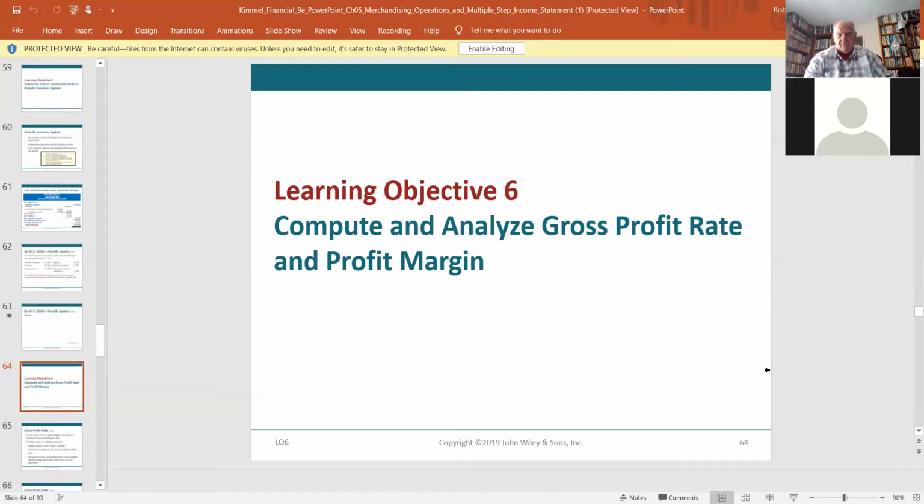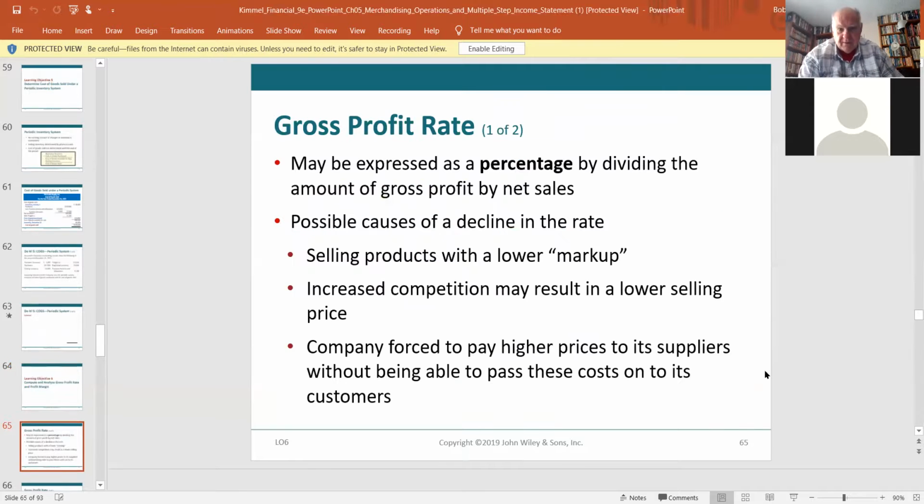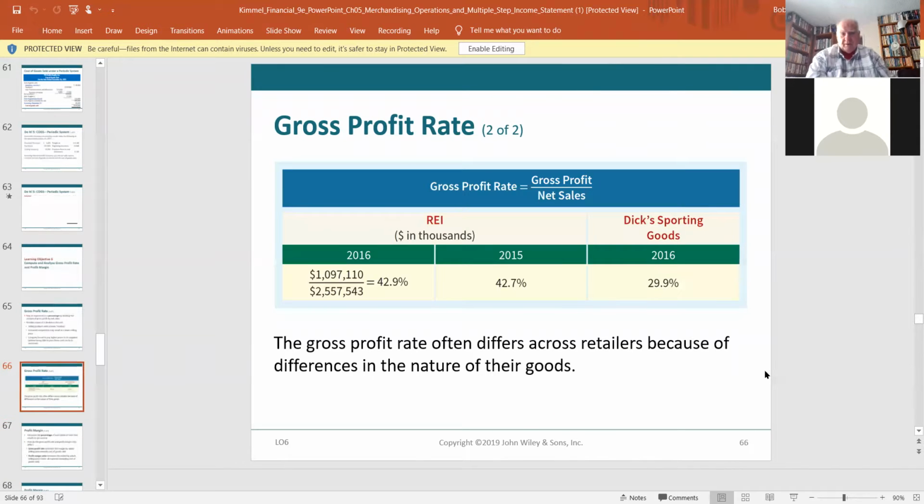Let's go over the gross profit rate and profit margin. These rates can all be expressed as a percentage. Possible causes of a decline in the rate: it could be we're selling products with the lower markup. We may have to raise our prices or figure out a way to reduce our cost. Increased competition, maybe putting pressure on our selling price. Or we may have to unexpectedly start paying higher prices to suppliers without being able to pass these costs on to customers, okay? Gross profit rate.